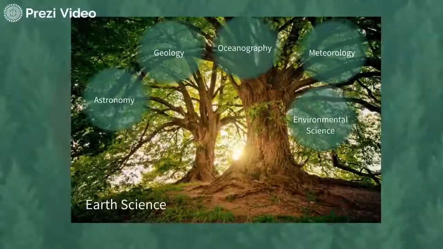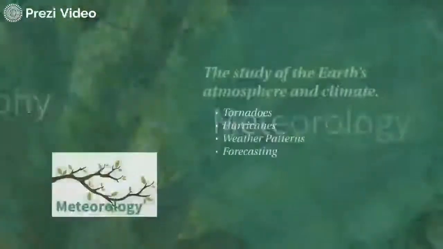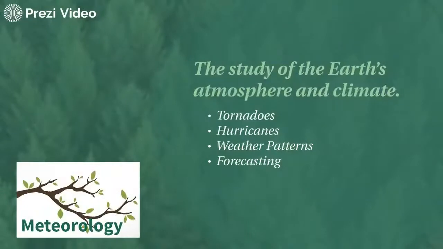Our fourth branch of earth science that we are going to cover this year is meteorology. Meteorology, by definition, is the study of Earth's atmosphere and climate. Basically, we're going to be covering the weather. We're going to be studying things like hurricanes and tornadoes and every other type of storm we have. We're going to be looking at weather patterns that control the weather that we experience every day. And you're even going to get your hand into some forecasting.